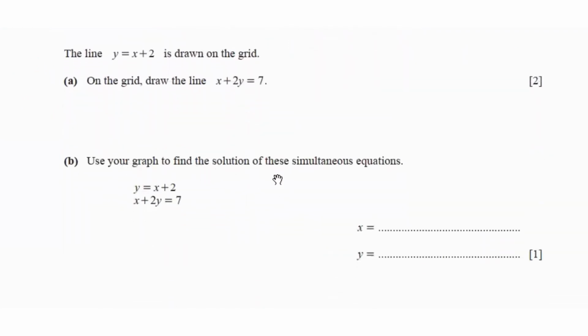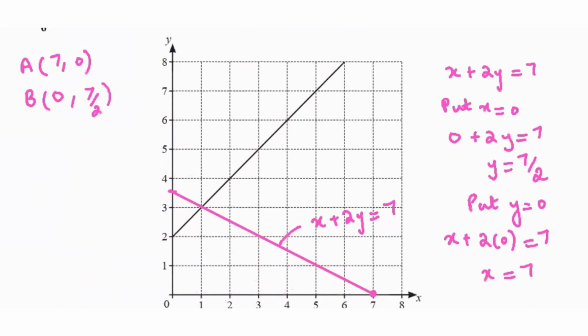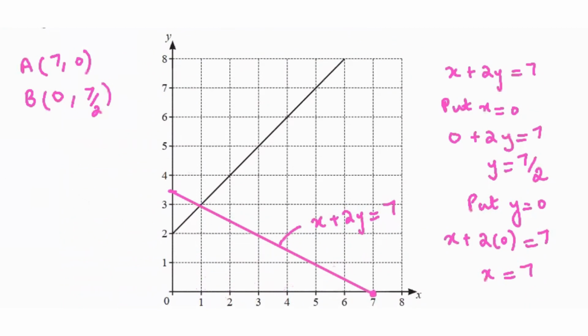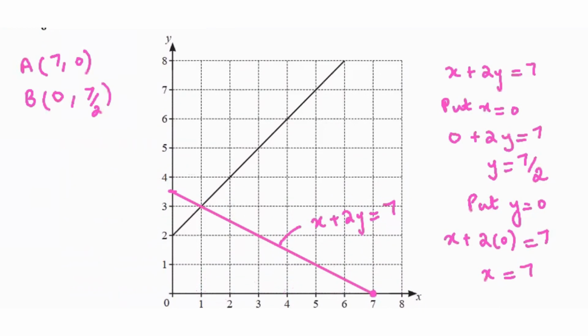Use your graph to find the solution of these simultaneous equations. Since we're going to find the solution graphically, I'll take a different color. This is the solution that I'm getting, which is x equals 1 and y equals 3.